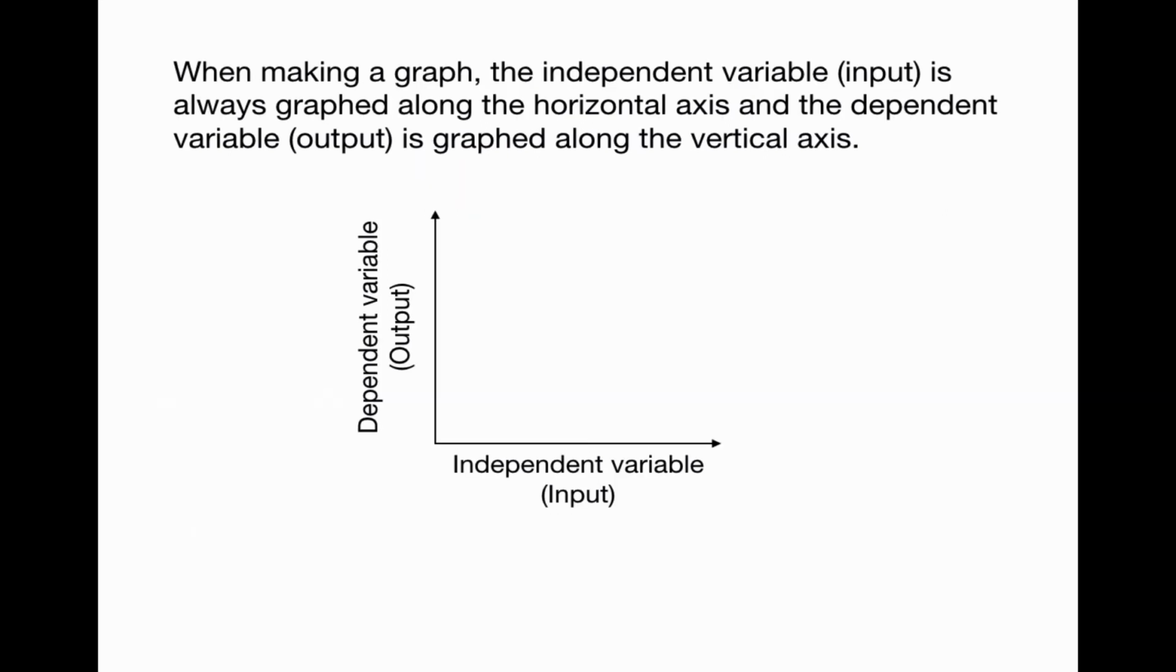So, when making a graph, the independent variable, or the input, is always graphed along the horizontal axis, this one right here. All right, and the dependent variable is always graphed along the vertical axis, which is why the variables x and y always refer to the independent and dependent variable, and why our x-axis is always horizontal and our y-axis is always vertical.